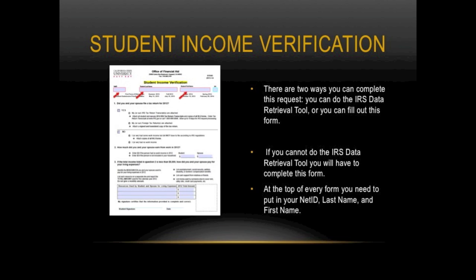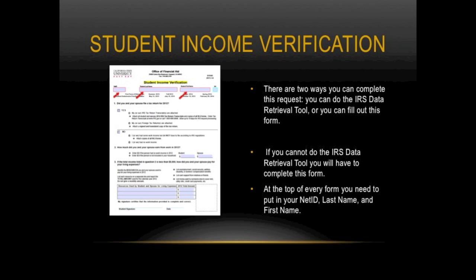For this particular request, there are two ways you can complete this verification process. One way to do this is to complete the IRS data retrieval tool. This is where the IRS takes information directly from your FAFSA, so you do not have to complete this form. There's an additional link on our homepage that can walk you through how to use the IRS data retrieval tool. However, if you are unable to do the IRS data retrieval, you will have to complete this form. Please try to do the IRS data retrieval first before you complete this form.